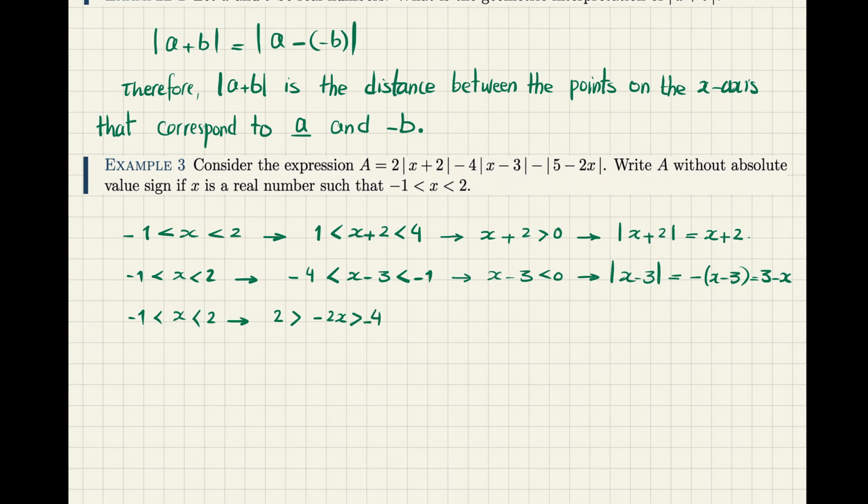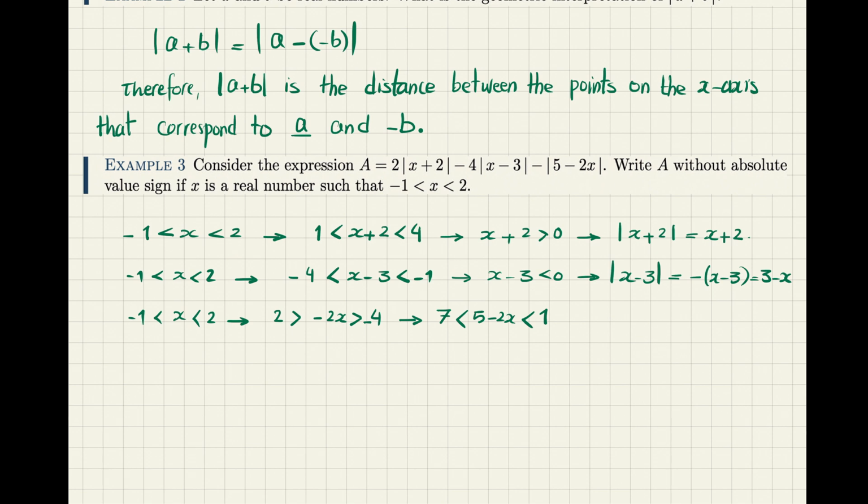But you see that I have an extra 5 here. So I want to make this 5 minus 2x. So what should I do? I need to add 5 to every side. So it becomes 5 plus 2, 7, less than 5 minus 2x, less than 5 minus 4 is 1.